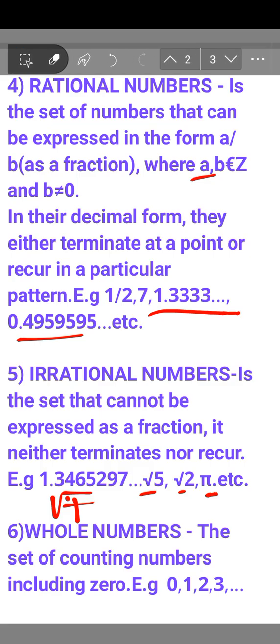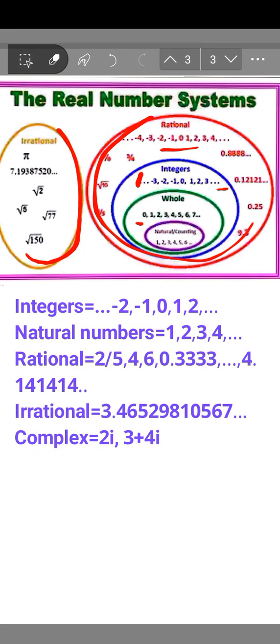So we can summarize everything using this chart. This is the real number system. We can see that the set of natural numbers is a subset of whole numbers because the set of natural numbers has no 0, but the set of whole numbers includes 0. Both of them in turn are subsets of integers because they all have what the set of integers have. These three sets, whole numbers, natural numbers, integers, are all subsets of the real numbers.